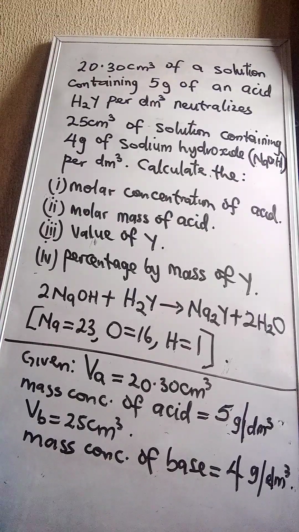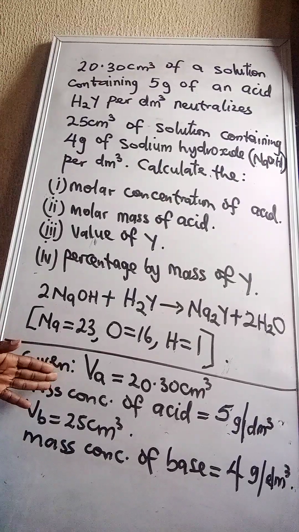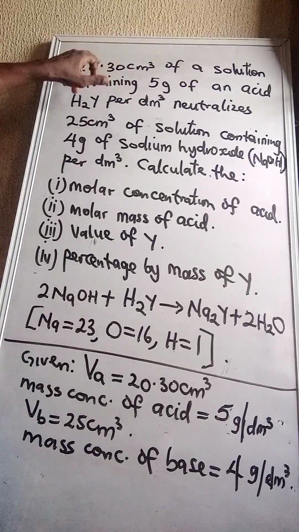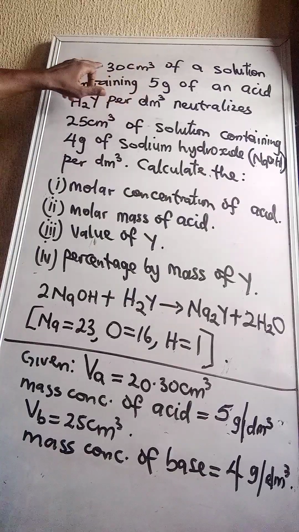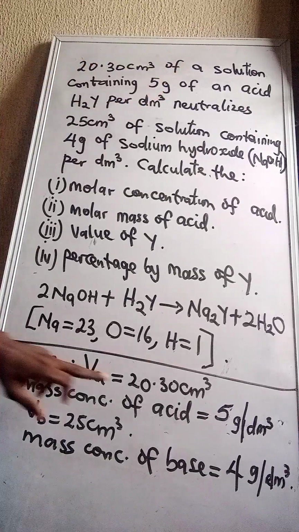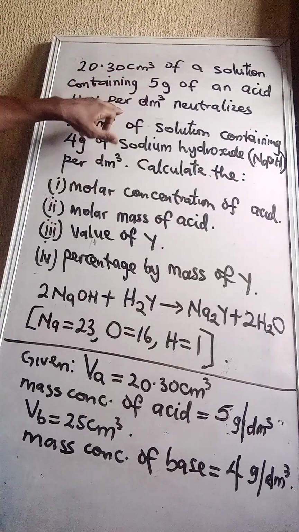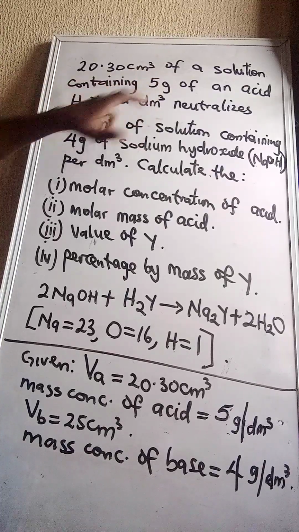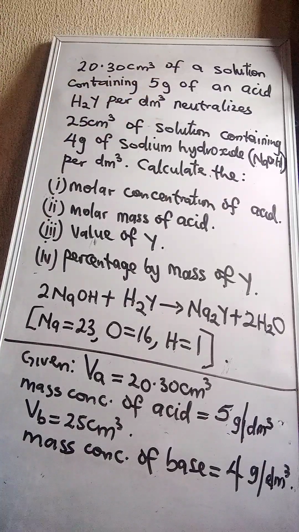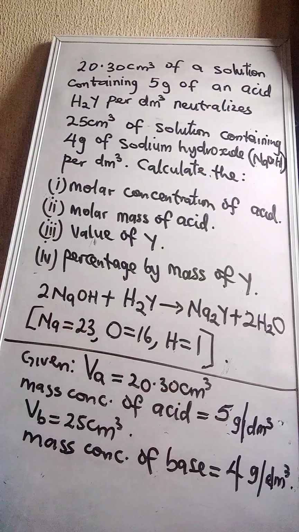Okay, the first thing is to write out the given data, which is written here. 20.3 cm cube of a solution containing 5 grams of an acid. This is the volume of that acid. 5 grams of an acid, H2Y per dm cube. When we link 5 grams with per dm cube, it's giving us mass concentration. Mass concentration of the acid is 5 grams per dm cube.